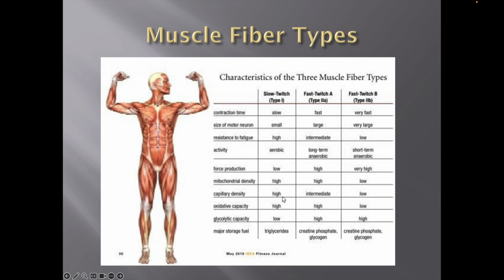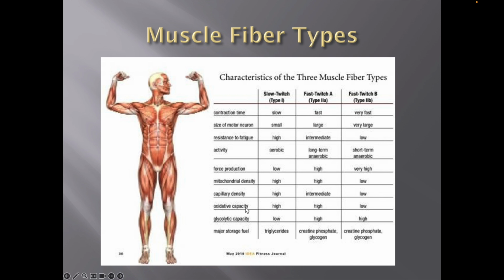Capillary density also goes along with that resistance to fatigue. So lots of capillaries there in type 1 muscle fibers versus very few in type 2B, with type 2A being kind of in between. The reason why there are more capillaries in type 1 muscle fibers is that they use a lot of oxygen. So the more capillaries there, the more oxygen can get to those muscles, and that in turn means that they can rely on aerobic energy systems versus anaerobic energy systems to produce force.